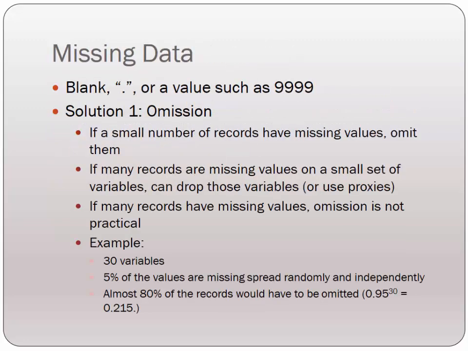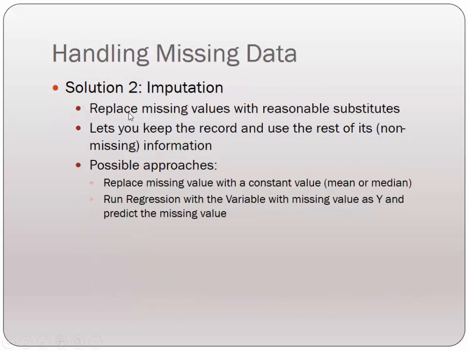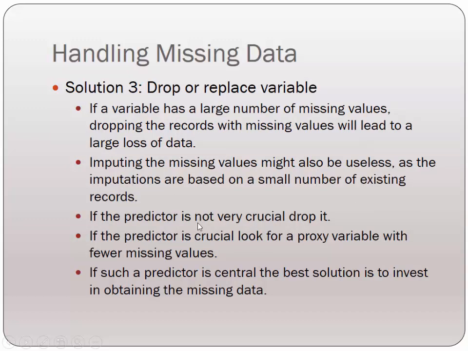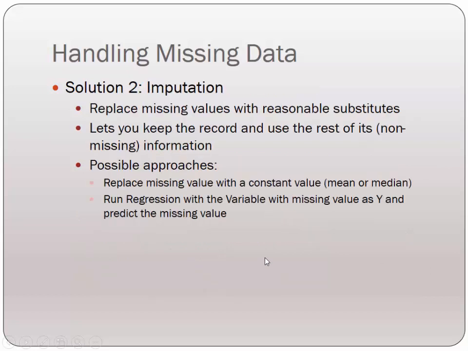And that's how you do missing values. Solution one is omission. Of course, that's not good. Imputation, the possible approaches. And then drop the variable. Now let's look at imputation and the ways that you can impute.